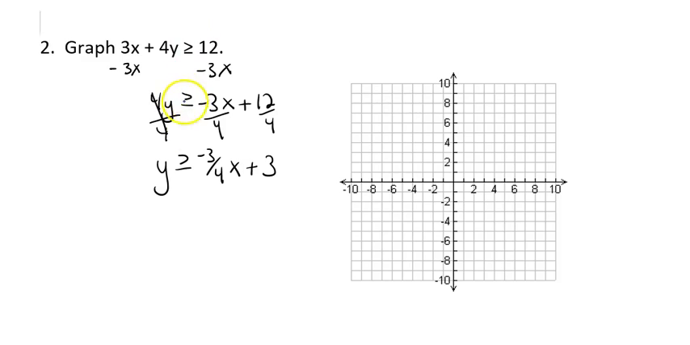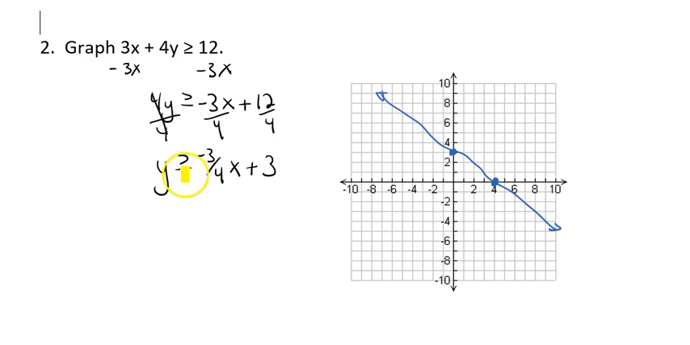So again, I'm going to come over here and I'm going to say my y-intercept is 3. So I go to 3 on my y-axis. Then my slope is negative 3/4, so I'm going to go down 3 and right 4. So down 1, 2, 3, right 1, 2, 3, 4, and end up at 4, 0. This time I have a line underneath my symbol, so I should be doing a solid line. And again, I would use a ruler on here. I can't do that.